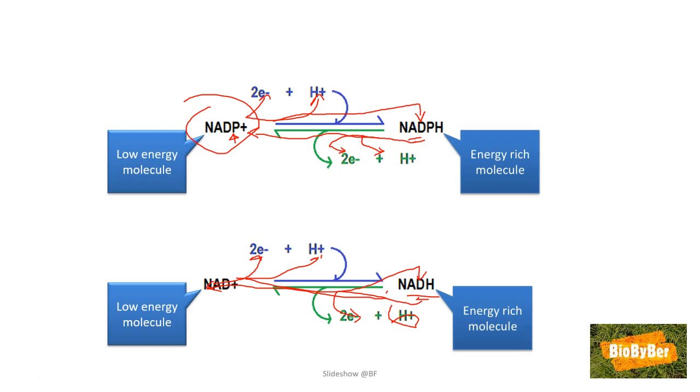NADP+ is a low energy molecule. I like to think of NADP+ as being a taxi, NADP's taxi service. It's involved in photosynthesis because of the letter P. NAD+ is a taxi service, NADP's first cousin, involved in respiration. NADP's taxi, NADP+, can pick up passengers. He can pick up 2 electrons and a proton.